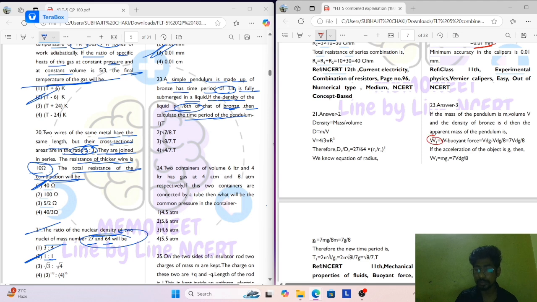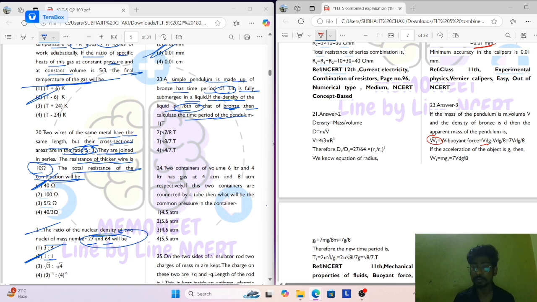W1, from the Archimedes principle, means the apparent weight equals the real weight minus the buoyant force. Here the real weight is m into g. Mass is density into volume, so it is V into d into g. The buoyant force applied by the liquid is 1/8 of the density of the bronze.